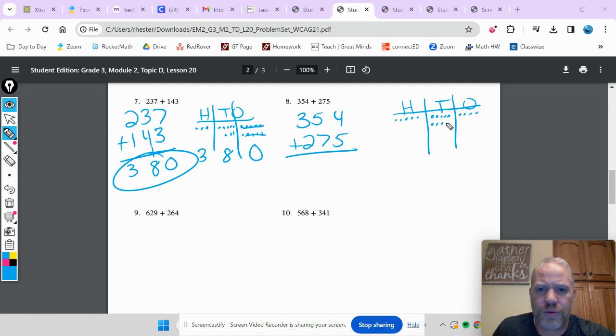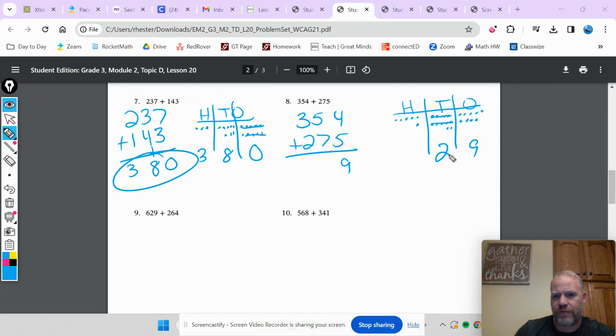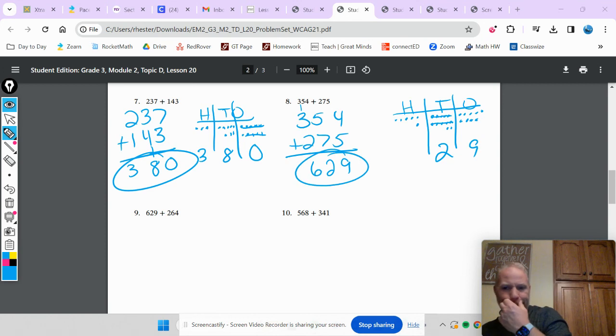207, 1, 2, 3, 4, 5, 6, 7, and 5 ones, 1, 2, 3, 4, 5. So here we go. I have 9 ones, not enough to bundle. I have 12 tens, that's too many. So I take 10 tens and I move one over. That leaves me with 2 left over. So that's the 12 here. Then I have 5, 6, 629. Okay.